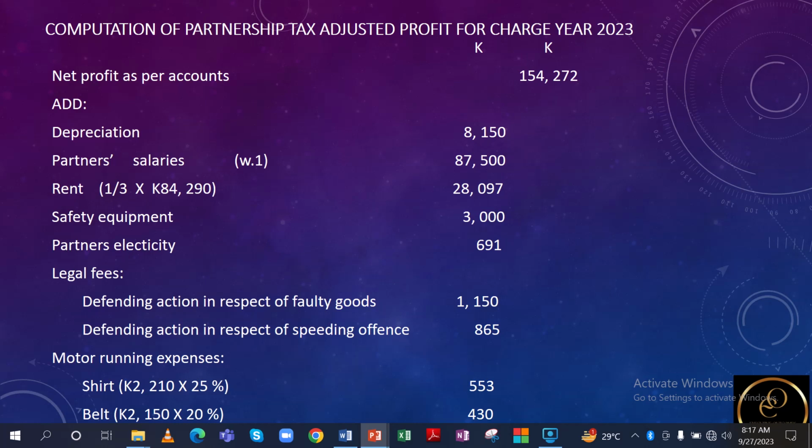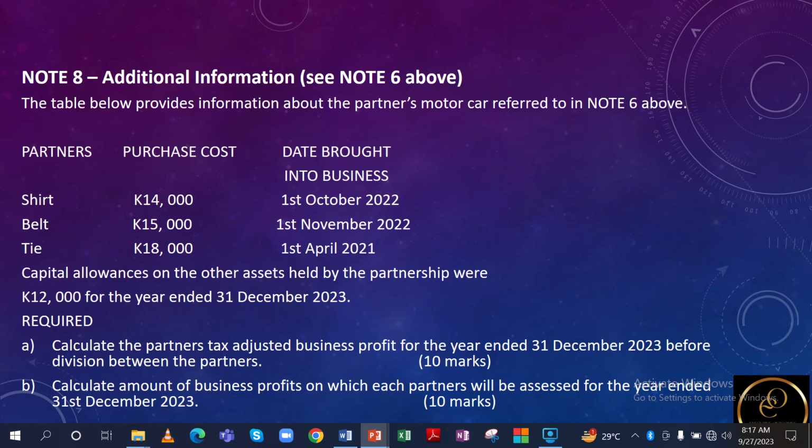Then you have to adjust this profit to tax adjusted profit. There are two types of adjustment: either you are adding or you are subtracting a figure from that net profit as per account. We normally present the template in this manner, where we put what is to be added first, and then later on we look at what will be subtracted, so that it's neat and orderly. Let's go back and look at the income statement.